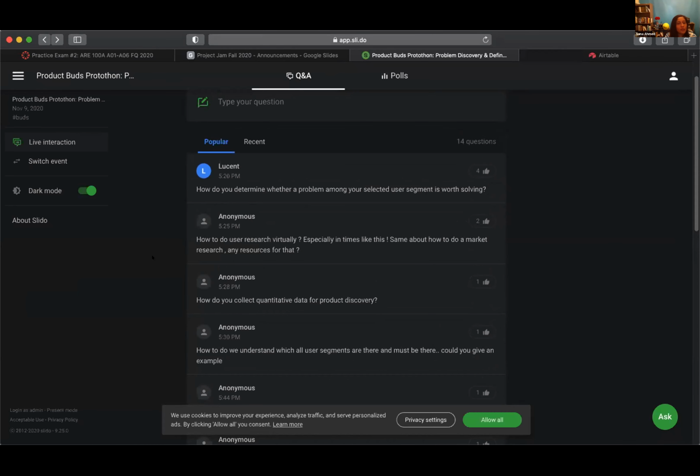So Lucent asked, how do you determine whether a problem among your selected user segment is worth solving? Yeah, great question, Lucent. I think of it in two ways. The first is how many people are having that problem. I mentioned that a little bit earlier in the workshop: is it one person having the problem, or a large group of people? That's one way to gauge if that problem is significant.